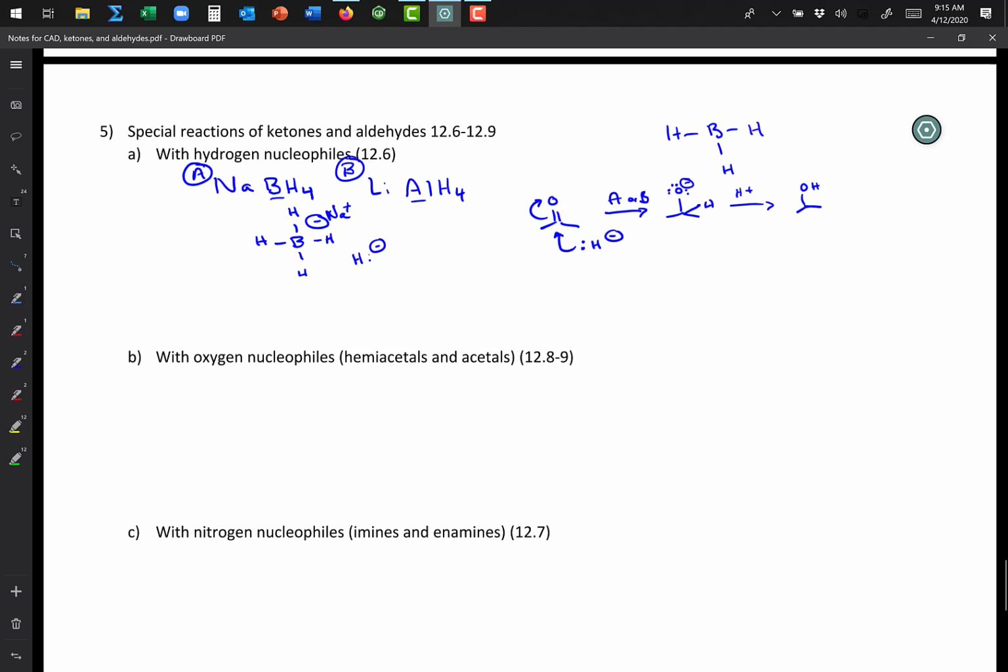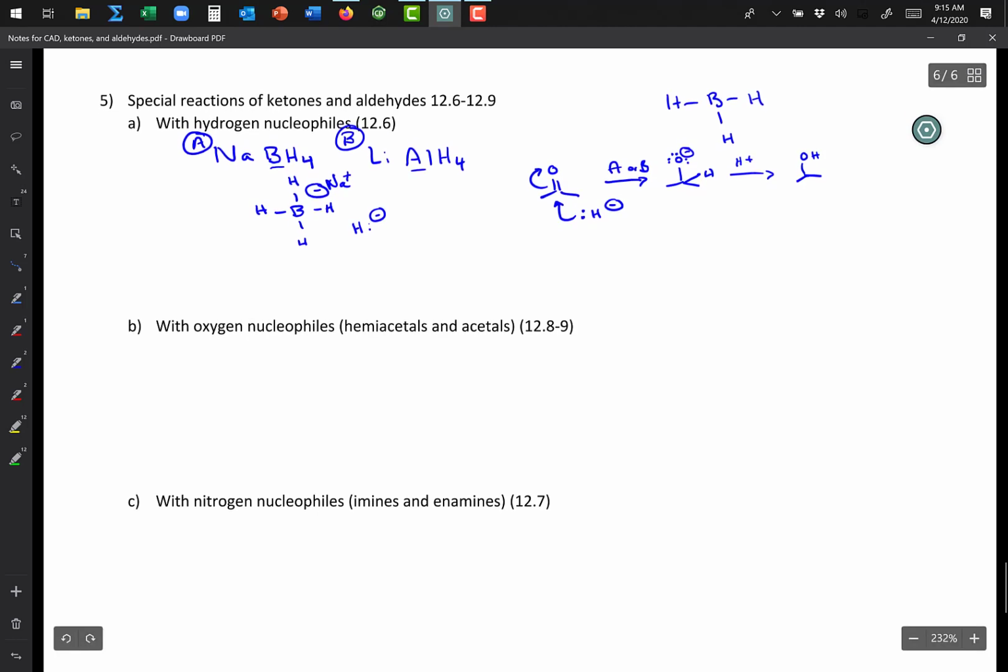Sometimes it can be water, but oftentimes the salt that forms is not very soluble in water, and so it's hard to break that part of it off. So that's what you do with sort of aldehydes and ketones.